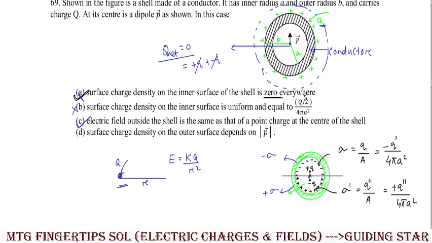Clear? So here this option A is not correct. Surface: I have already told you that surface charge is not 0 everywhere. You will get some surface charge density, positive or negative. Fourth option: surface charge density on the outer surface depends on P. In the outer surface, the surface charge density.